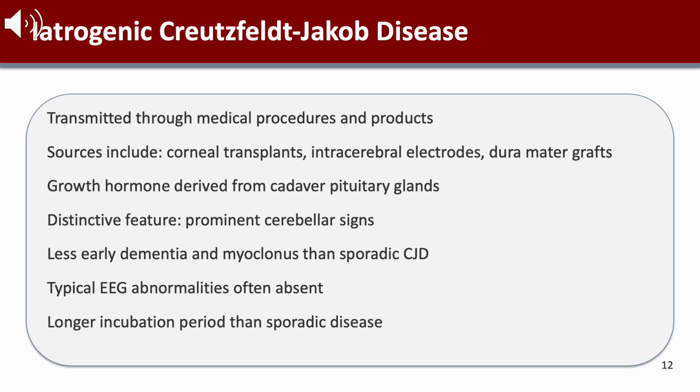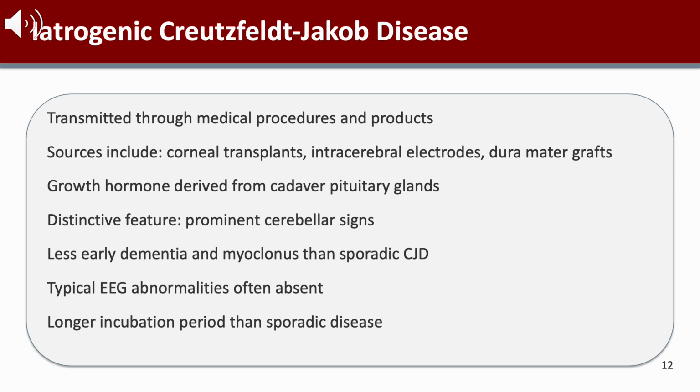Iatrogenic Creutzfeldt-Jakob disease represents transmission of prion disease through medical procedures and products. Several sources of transmission have been documented, including corneal transplants from infected donors, intracerebral electrodes that were inadequately sterilized, and dura mater grafts. Most notably, cadaver-derived growth hormone used to treat growth hormone deficiency in children resulted in numerous cases of Creutzfeldt-Jakob disease, some not appearing until decades after treatment.